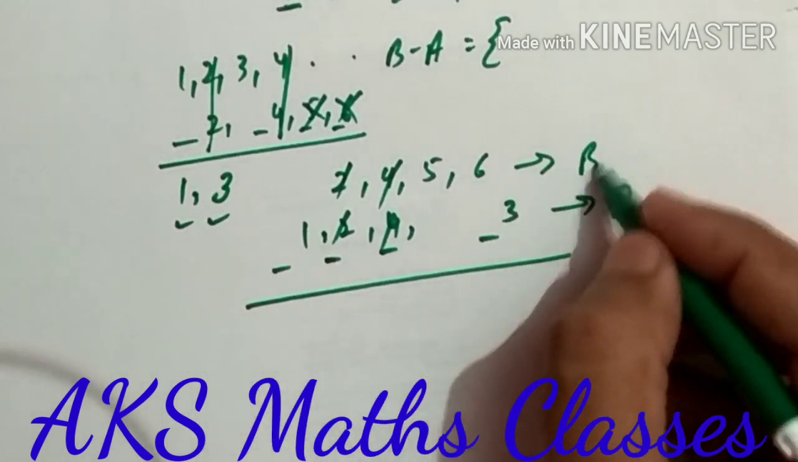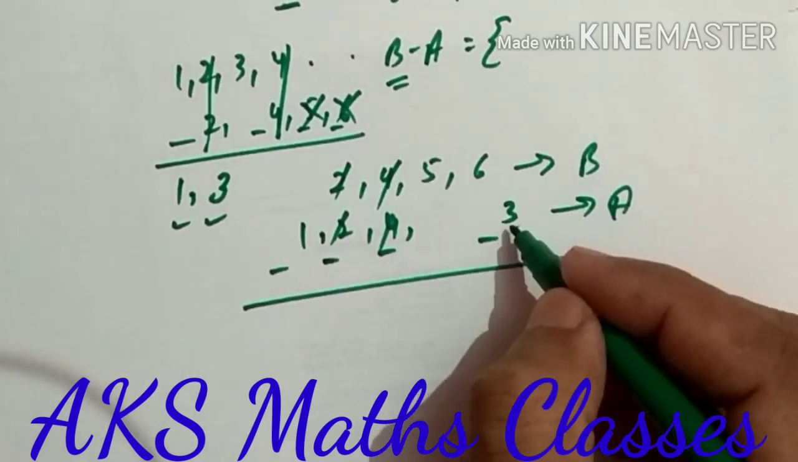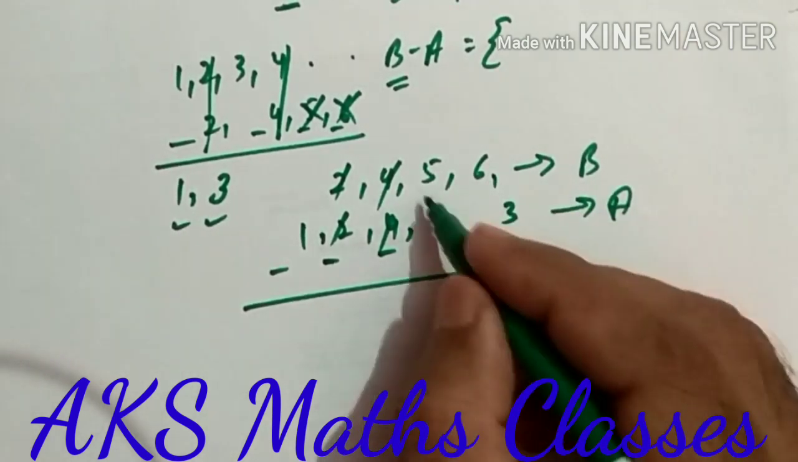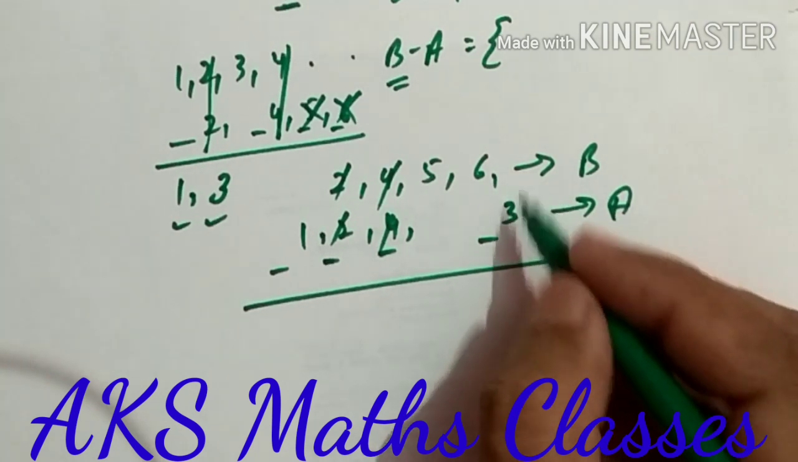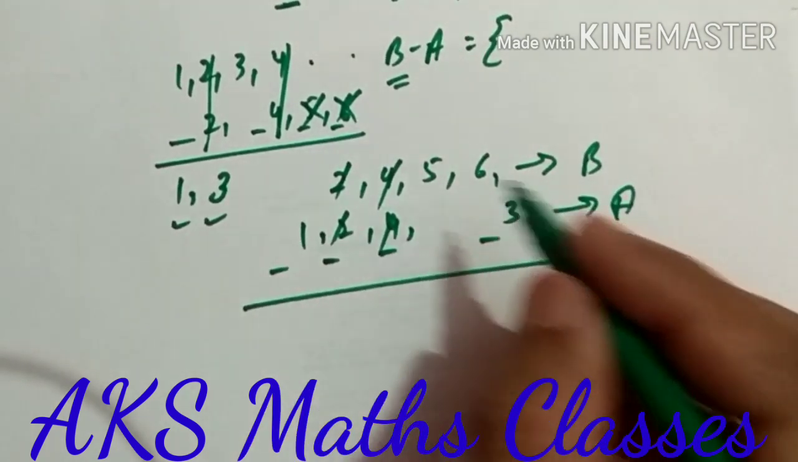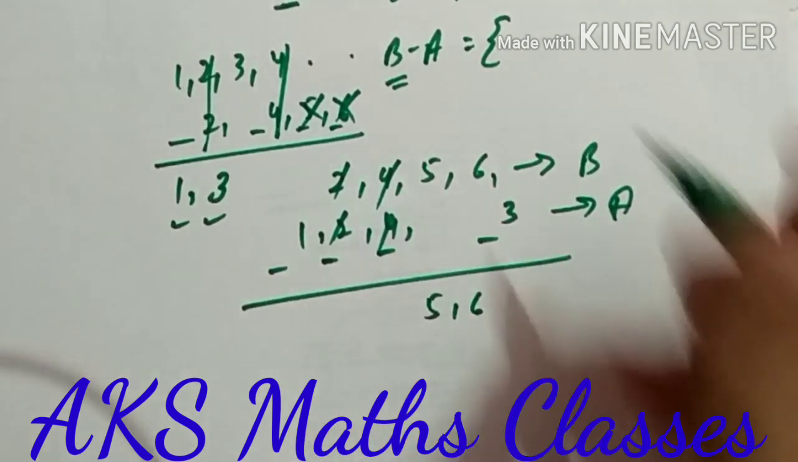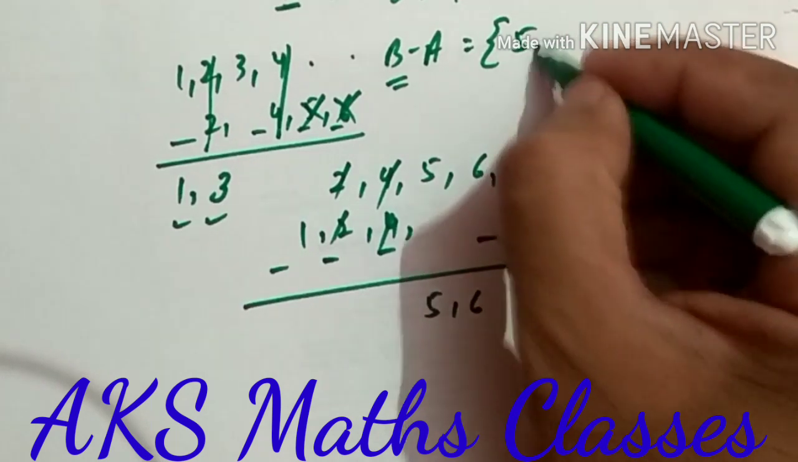because this is the element of A, this is the element of B, and B is in the first place. So from which element will we subtract 3? No element is here for 3. Is it clear now? So that's why 5 comma 6 is left. So B minus A is {5, 6}.